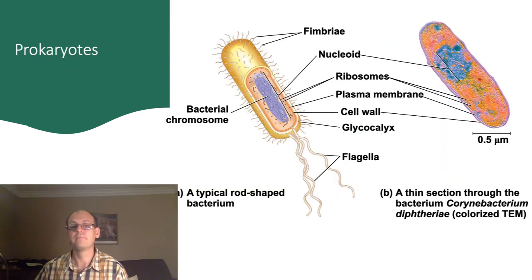So let's look at some of the characteristics of prokaryotes. Like eukaryotes, prokaryotes need to separate the material inside the cell from the rest of the world outside. They do this through a plasma membrane, which is structurally supported by a rigid cell wall and further protected in some bacteria by a glycocalyx. Some cells have fimbriae on their surface which help them attach to other surfaces.